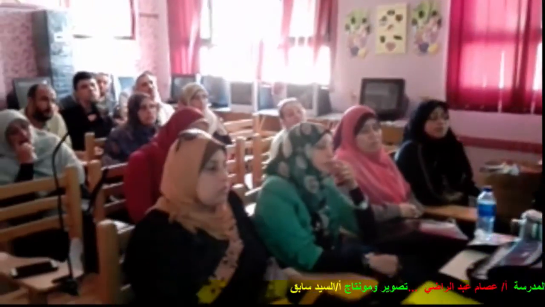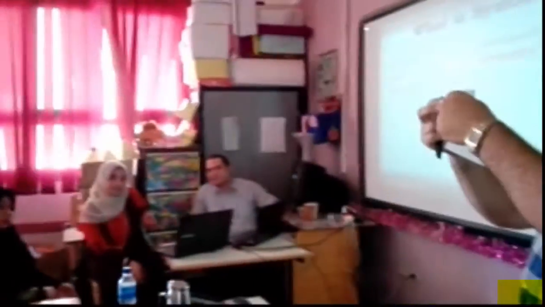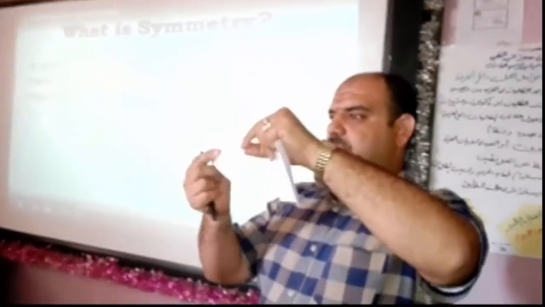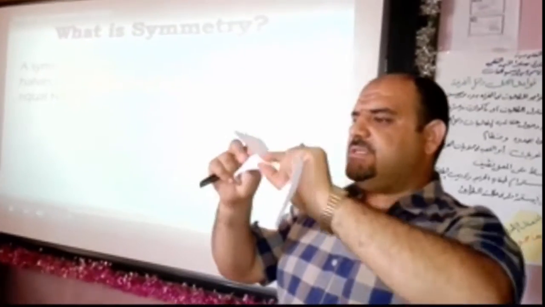When we fold another paper, what is the name of this shape? Parallelogram. No, not rectangle. It's a parallelogram. When we fold that, does it give me congruent parts? Yes or no? No. It doesn't have a symmetrical line.